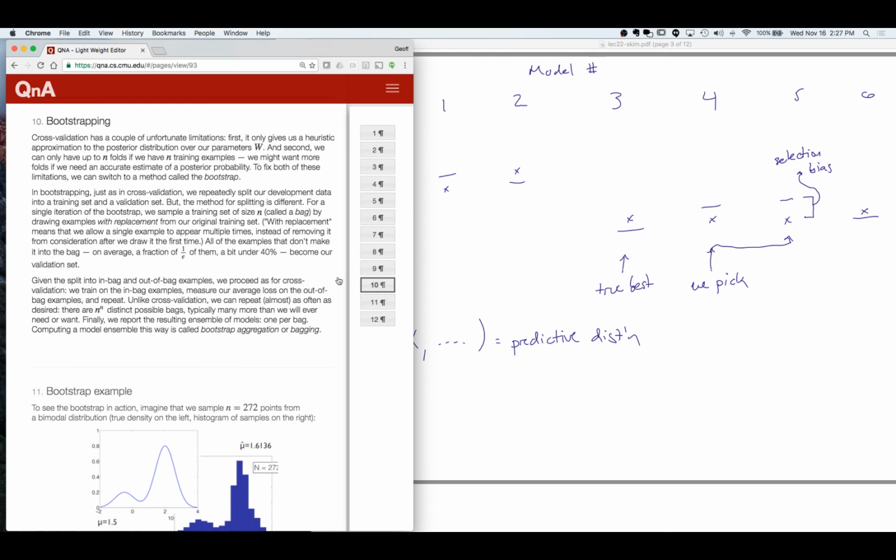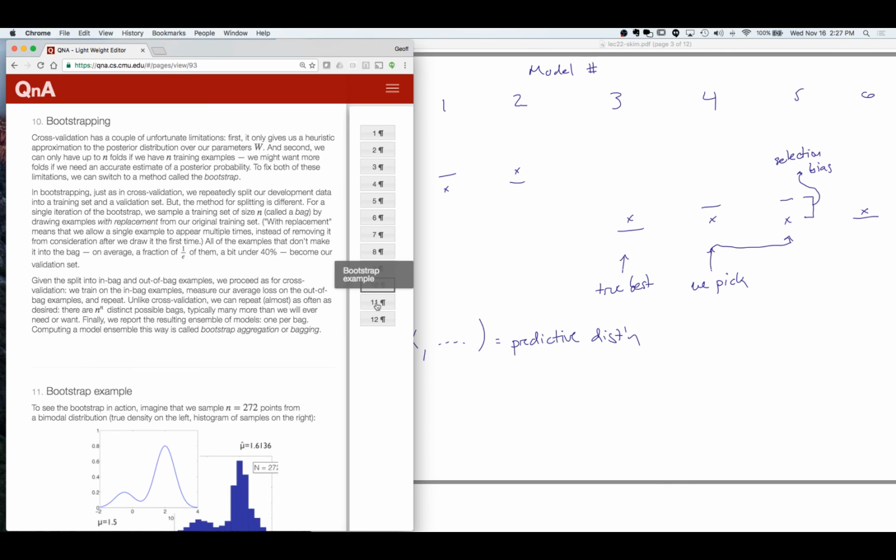But just like in cross-validation, we report at the end the ensemble of one model per bag. And this is called bootstrap aggregation, or bagging. Historically, I think the term bootstrap aggregation came first, and then it was shortened to bagging, and that led to each one of our training sets being called a bag. I'm not sure of that, but that's my understanding of the history.